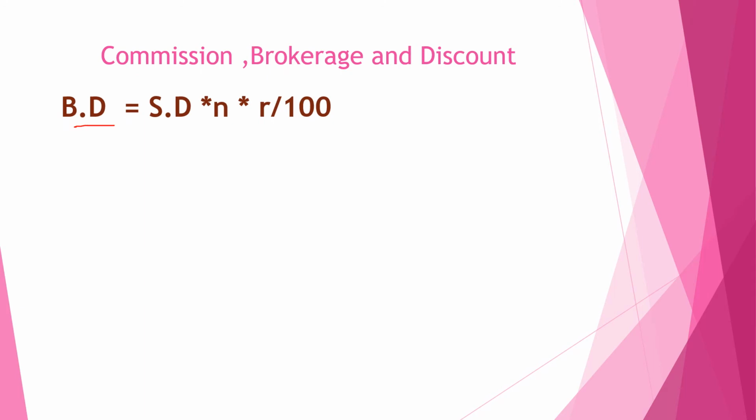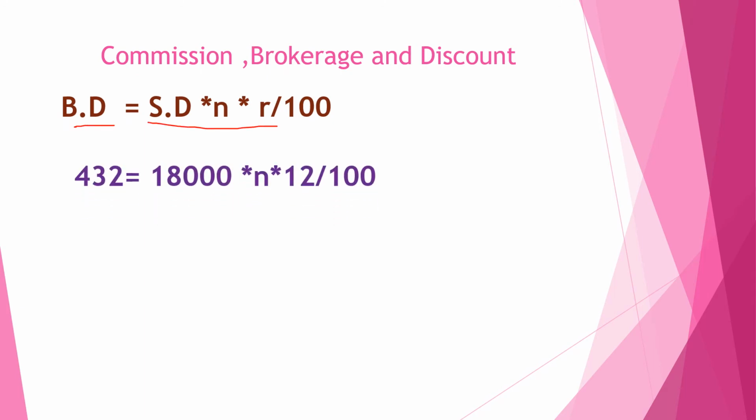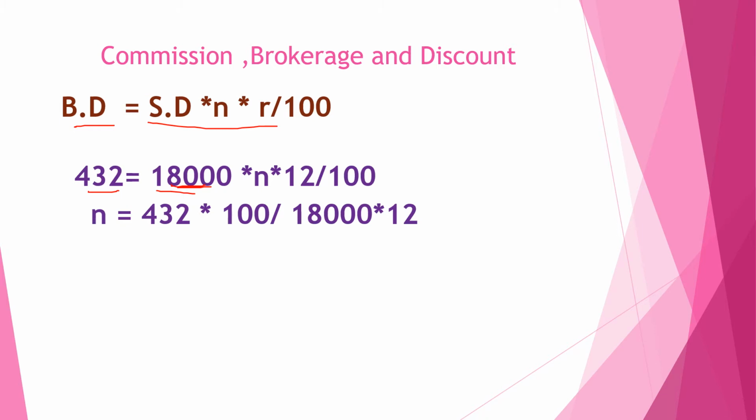So banker's discount is SD into N into R divided by 100. So we have 432 equals 18,000 into N into 12 divided by 100. Since we need to calculate N over here, now what happens over here, this 18,000 is in multiple form. If it is going to the denominator, it will be divided out. 12 also is in multiple form, opposite side it will go, it will be in denominator form. And 100 is in denominator form, opposite side if it goes, it will be in multiple form.